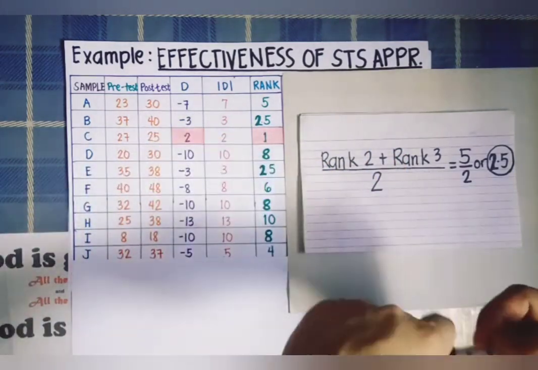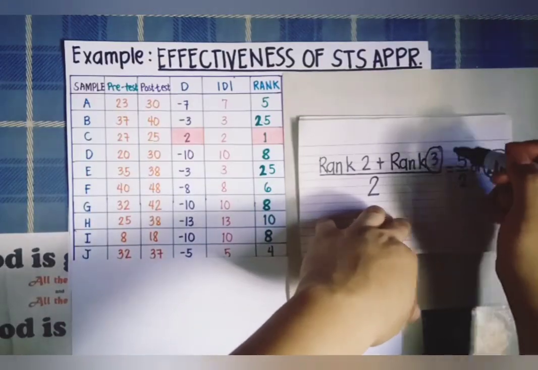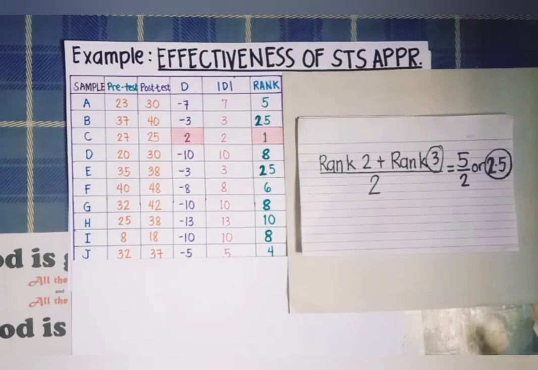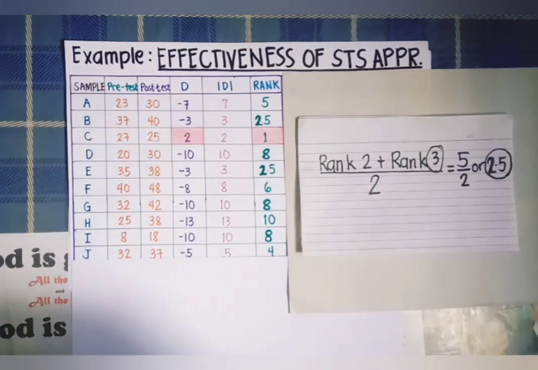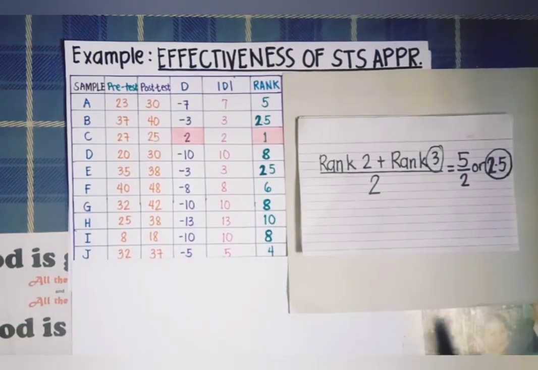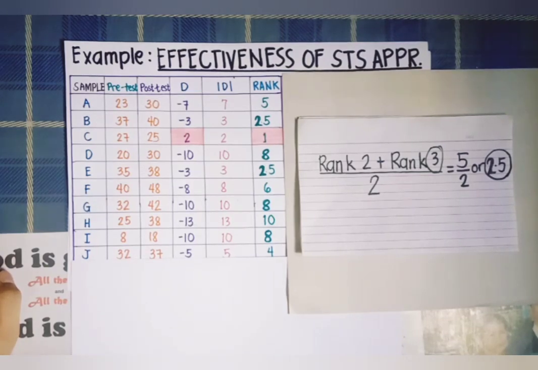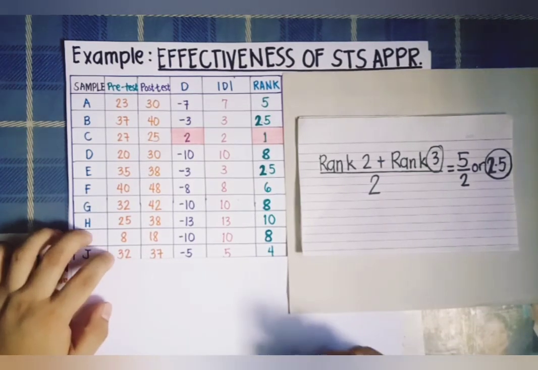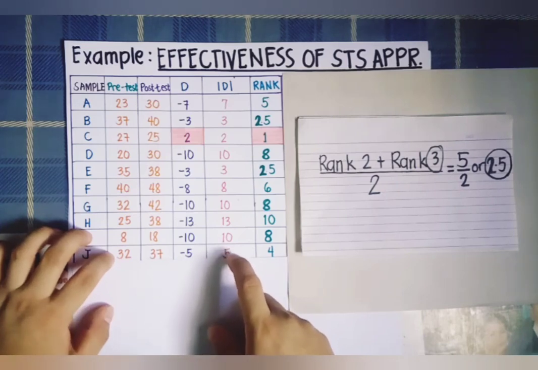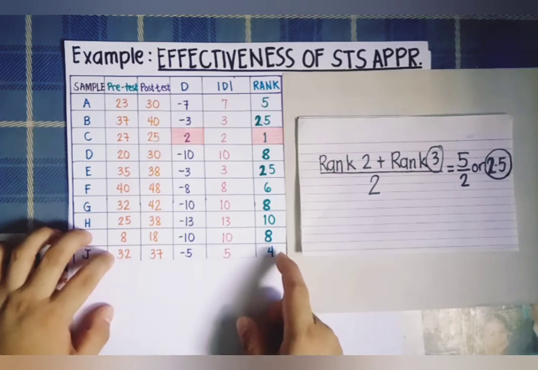Now, because we already used up rank 3, the next number will now be rank 4. Okay, so again, yung next na number natin ay hindi na mararank as rank 3 kasi nagamit na natin siya. So yung next number natin ay pang rank 4 na kasi nagamit na natin si rank 3. So the next smallest number here is 5. This one, 5. That's why this 5 here will now be ranked 4th.